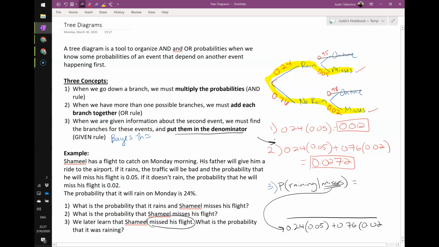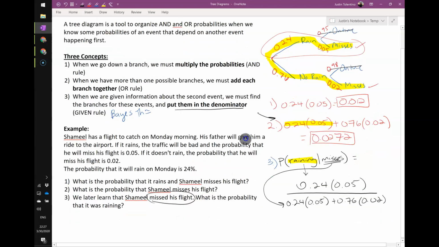Those are the branches that we're looking at. Now, out of those two branches, what do we want? We want the probability that it's raining. Well, which branch is the one that's raining? It's just this top one, the one where it's 0.24 times 0.05. Just this top part that we have here. So out of those two branches, we're going to put that specific branch on top. The one where it's raining goes on top, 0.24 times 0.05. And this is the calculation we need to do to get the probability.